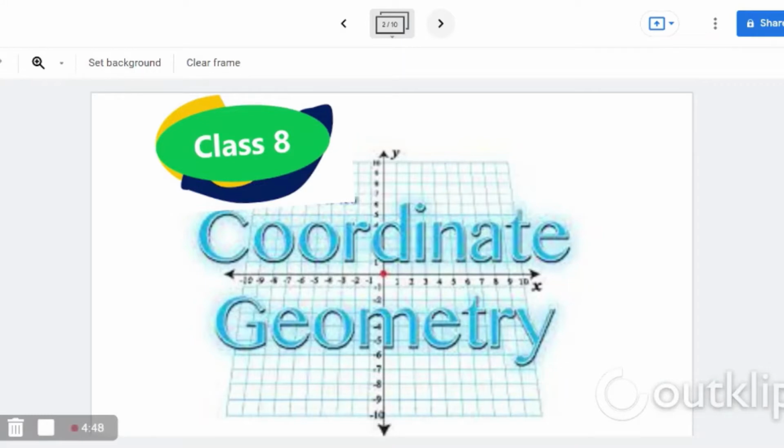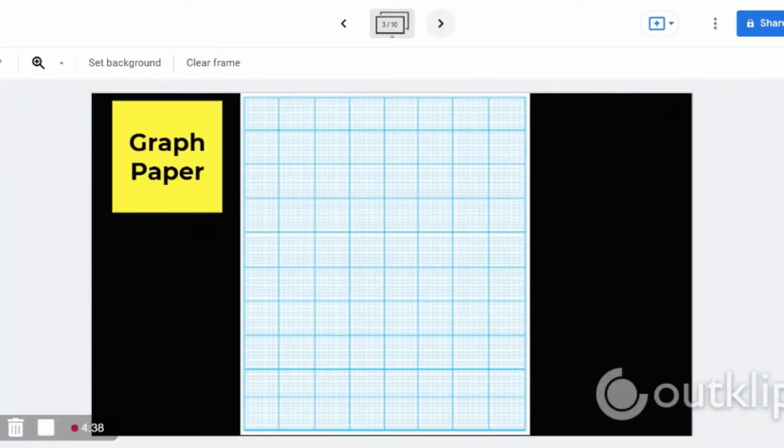We have done one chapter of geometry so far from the portion of quadrilaterals. Now we shall do the coordinate geometry portion. This is for your class 8, and this chapter will be very important for your upcoming second term examination.